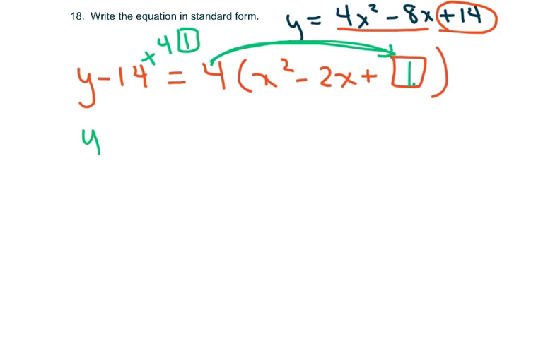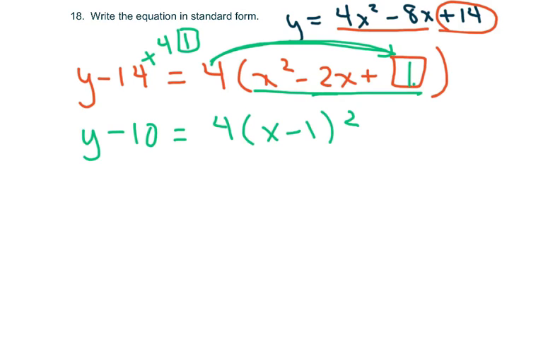All right, and simplify the left, you get minus 10 equals 4 times x minus, you just take half of that, 1 squared. Remember, we just made a perfect square trinomial. Then I add the 10 back to the other side. Like I said, if you're really good at this, you didn't have to move the 14 over. You could have done it on that side. And so that's basically that.